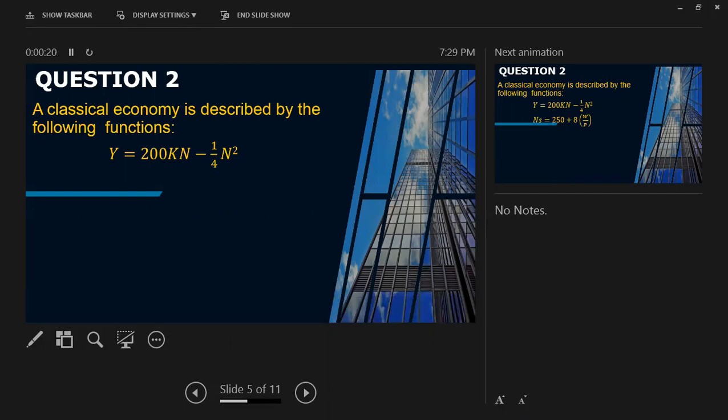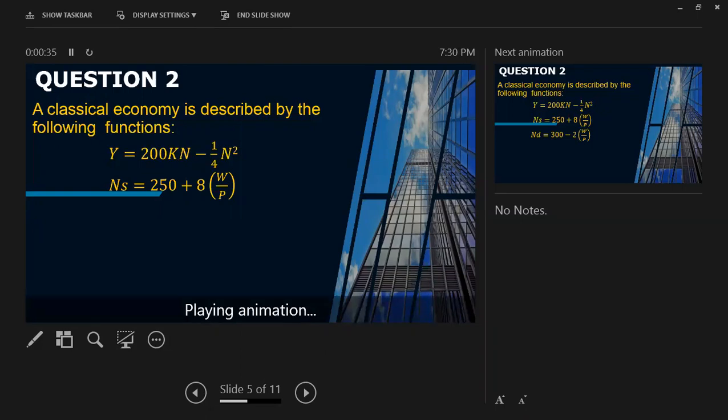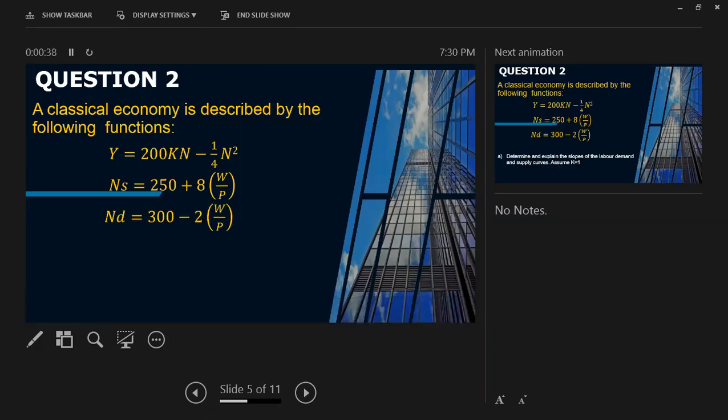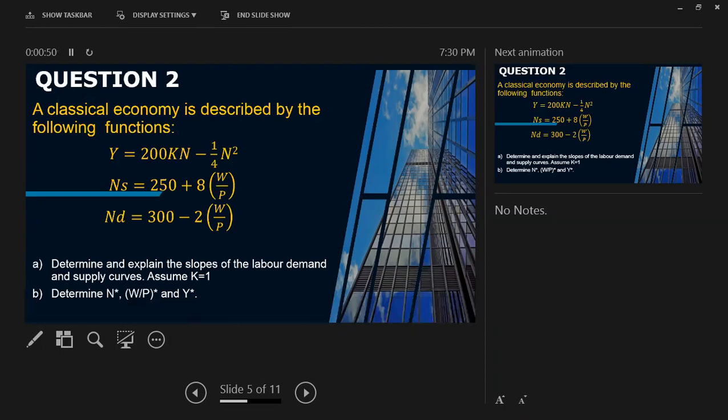Okay, so this is a production function. We've been given Y equals 2000KN minus 1 over N squared. Then the labor supply function, 250, a positive function of W over P. And then we have ND, a negative function of W over P. We are to determine and explain the slopes of the labor demand and supply curves, assuming K is equal to 1. And then we have to determine N star, W over P star, and then Y star. So that's what we'll be doing here.